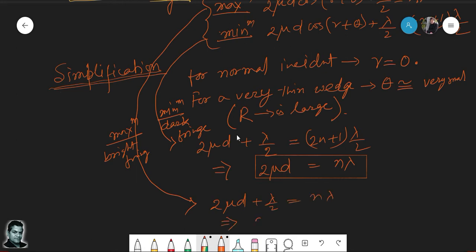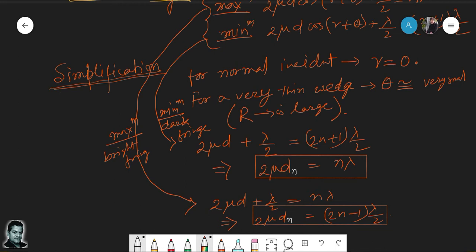This would imply 2 mu t is equal to (2n minus 1) lambda by 2. So these are the two conditions for bright and dark fringes. Now also for our convenience, let's give these d's some name. Let's say d_n. What is d_n?